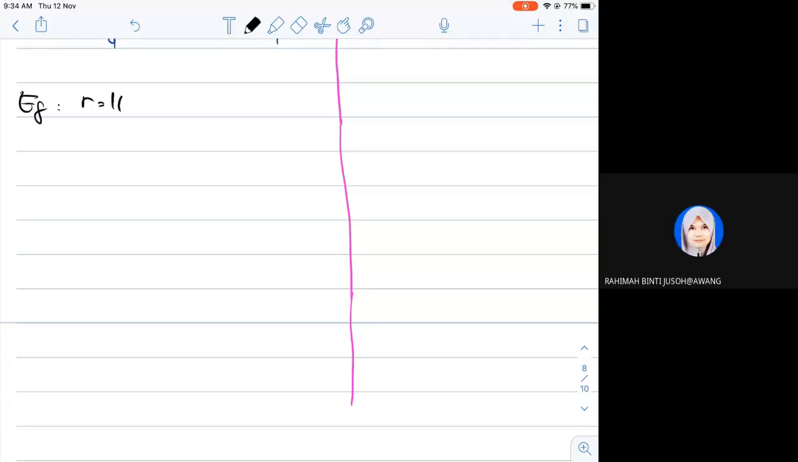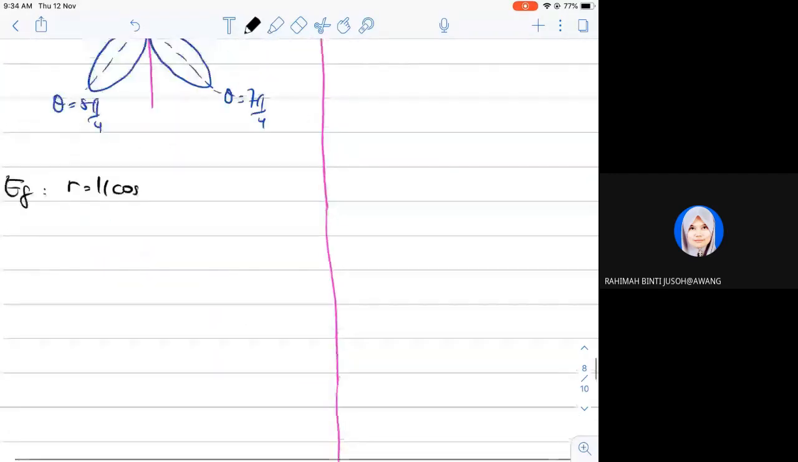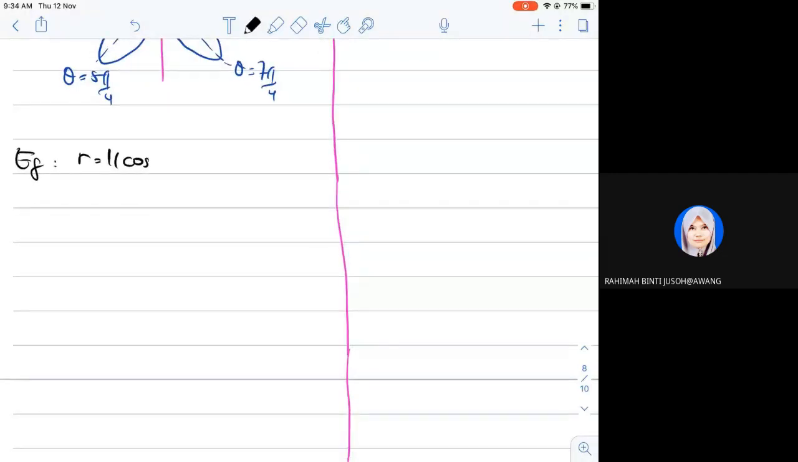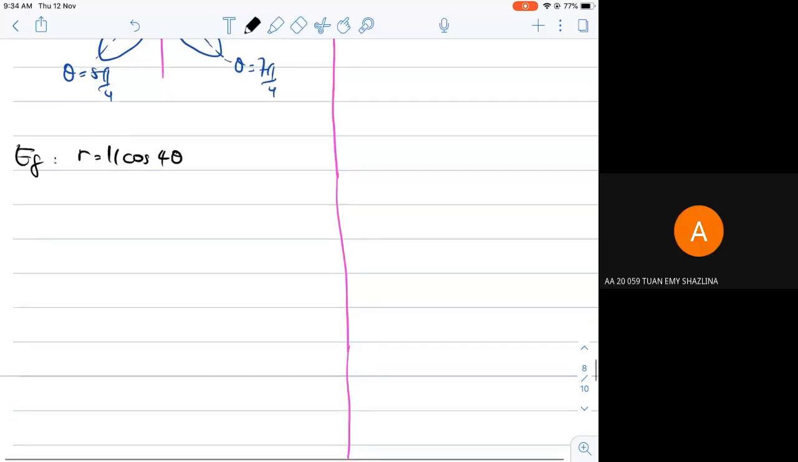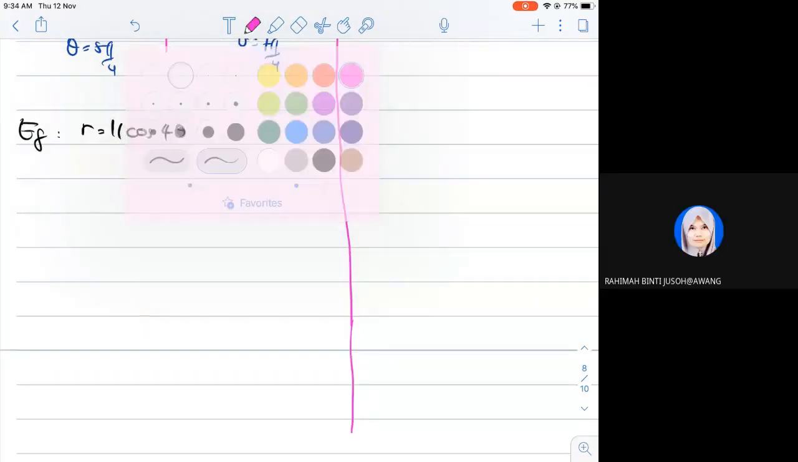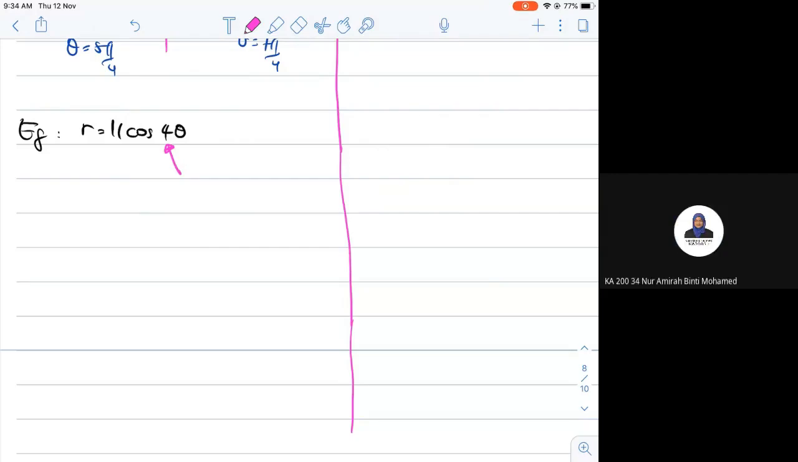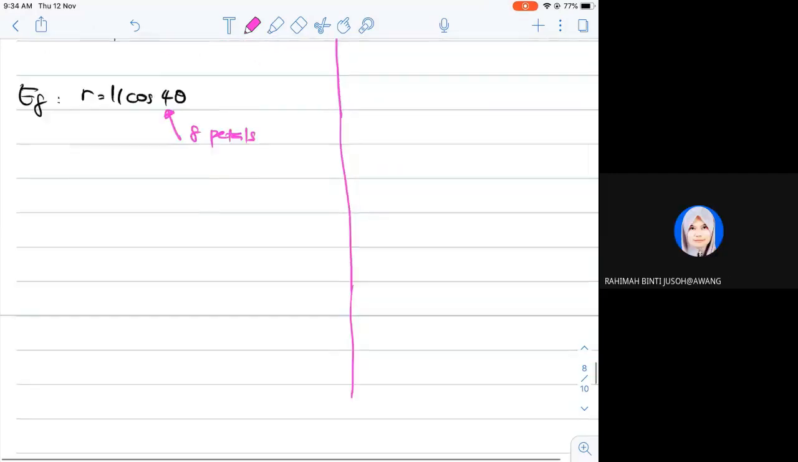11. Okay, kita buat cos. You all nak berapa kelopak sekarang ni? So nak kena letak berapa n? Tadi saya cari 4 kelopak. Nak berapa pula n? 3. 3 tu odd number. Saya nak even number. 4. Okay, 4 theta. How many petals? 8 petals. Okay, let us do this together.